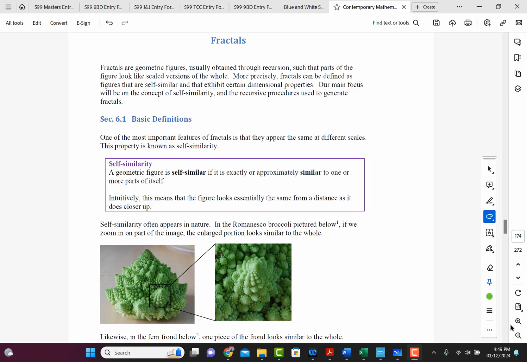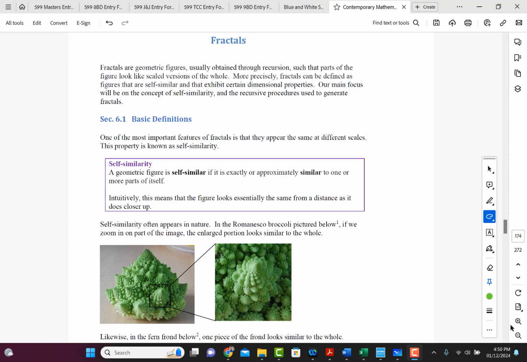So we start by talking about basic definitions, okay? One of the most important features of fractals is that they appear the same at different scales. This property is known as self-similarity. Self-similarity is defined as follows. A geometric figure is self-similar if it is exactly or approximately similar to one or more parts of itself. Intuitively, this means that the figure looks essentially the same from a distance as it does close up, okay?